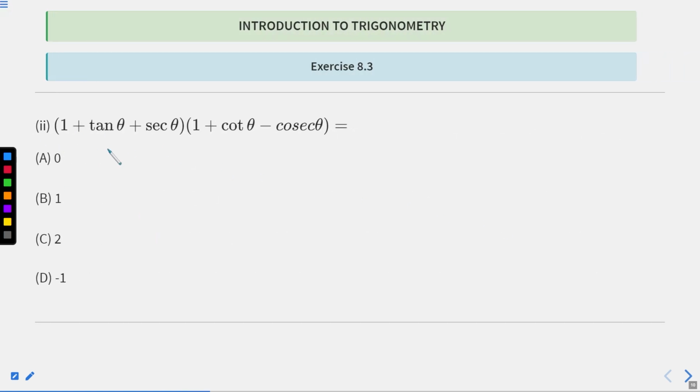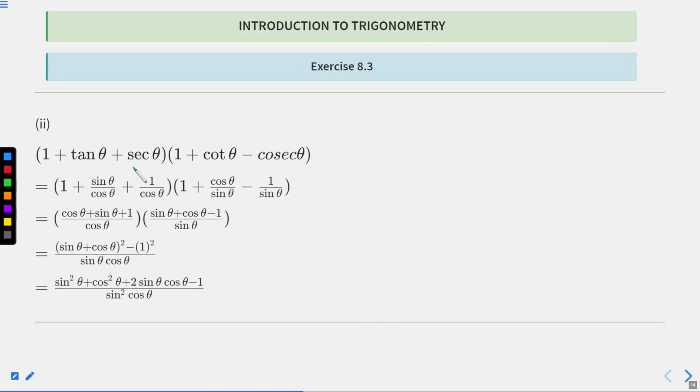Second question. Here we have 1 plus tan theta plus sec theta into 1 plus cot theta minus cosec theta is equal to what? Here we are given 4 options. In option A we have 0, in option B we have 1, in option C we have 2, and in option D we have minus 1. So let us see which option will be correct. Let us solve it.